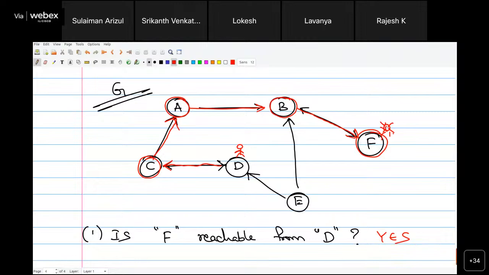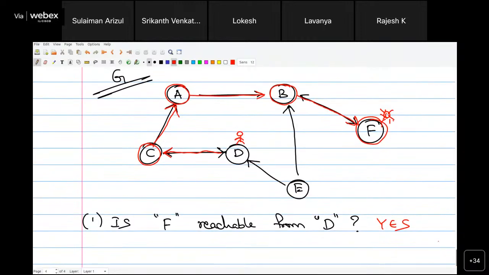So yes, F is reachable from D. Is D reachable from F? No. Why? From F we can go to B, but we cannot go anywhere from B. So B is like an end point. There is no outward going edge. Therefore, I cannot reach, and I can say that D is not reachable from F.